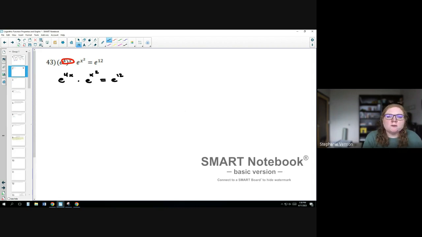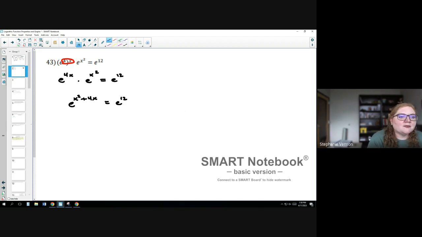So I've used one exponent rule that we learned at the beginning of this lesson, but I'm going to have to use another one because I still don't have a single base of e on the left-hand side. But I have another exponent rule that says if you multiply, which is what that dot indicates, if you multiply 2 like bases, you can add their powers. So I can take these 2 powers and add them together. So this becomes e raised to the x squared plus 4x, and then that's equal to e to the 12th.